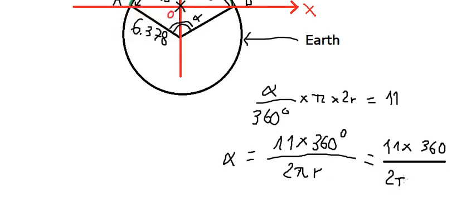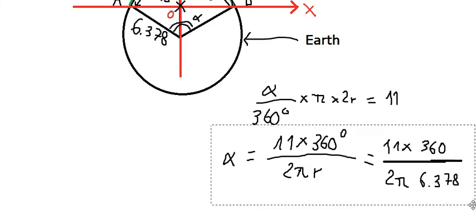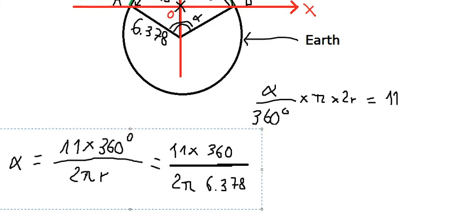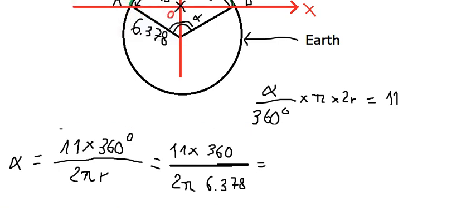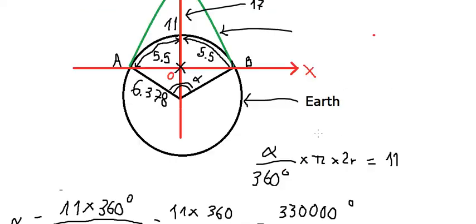To be multiplied with 6.378, that should be about 330,000 over 1063π, and this is in degrees. So we have found alpha in here.